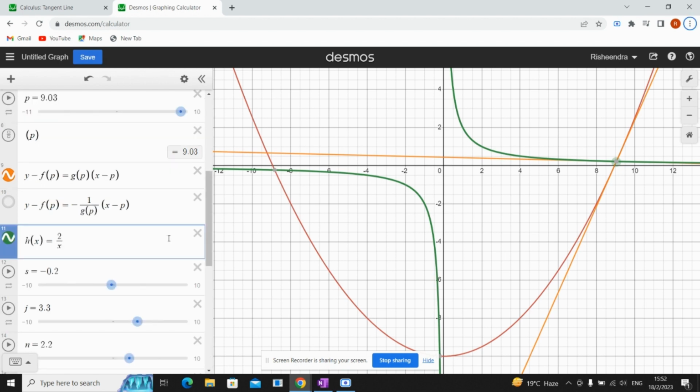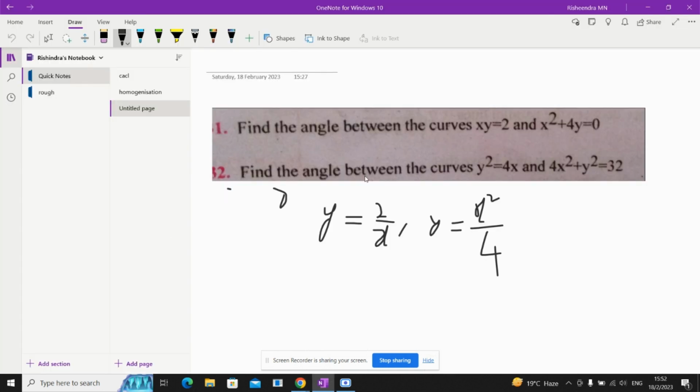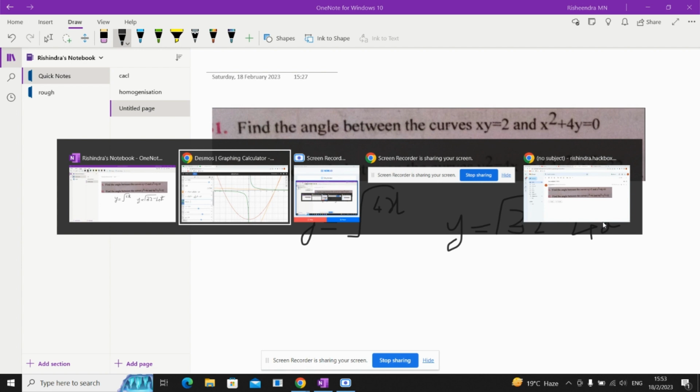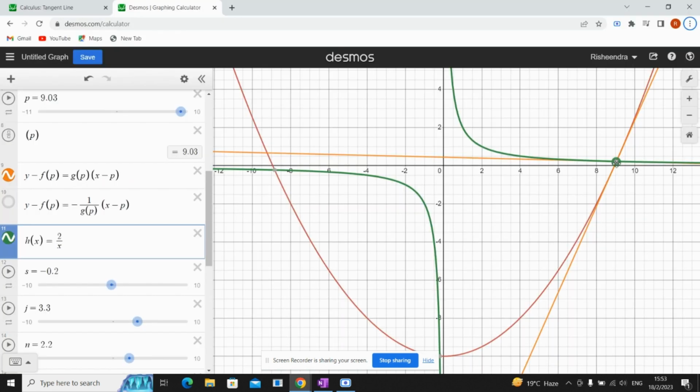Okay, let's check for another question. The other question is y square is equal to 4x, which means we can write it as y is equal to root of 4x, and the other thing is y is equal to root of 32 minus 4x square. Okay, let's see what is going to be the angle between these two things.